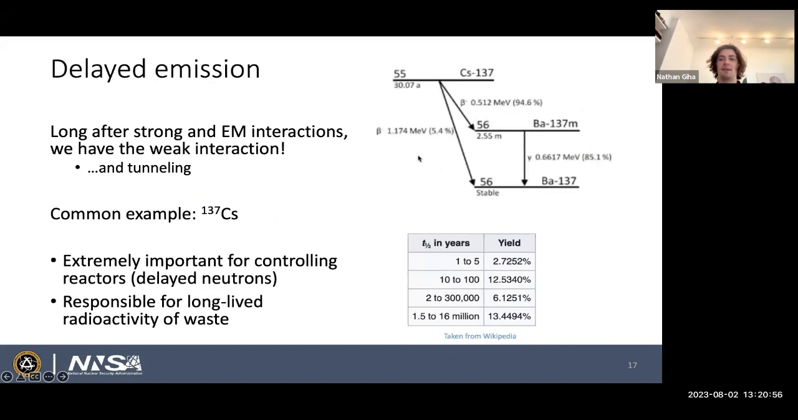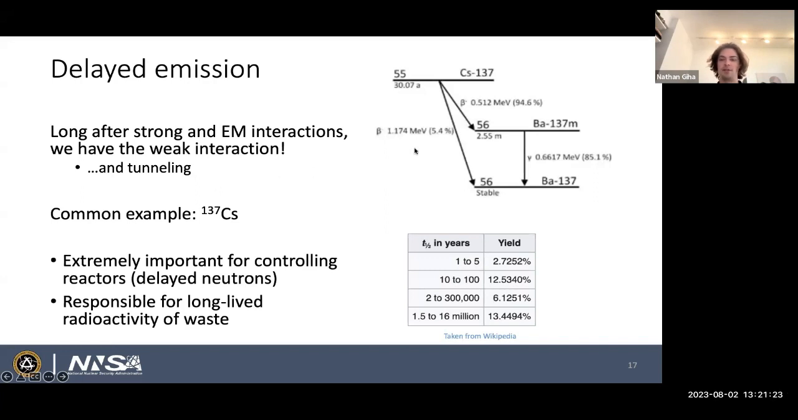Now, I promised at the beginning of the presentation that we would spend a brief moment on the large timescale stuff as well. So long after the strong and electromagnetic interactions, which are responsible respectively for the emission of neutrons and gamma rays, we also have the weak interaction, well, and tunneling.